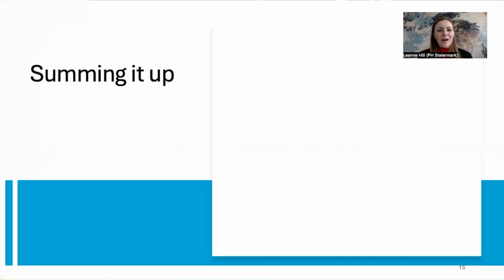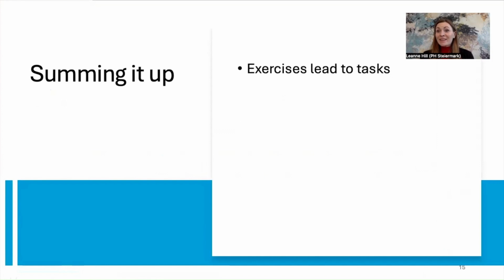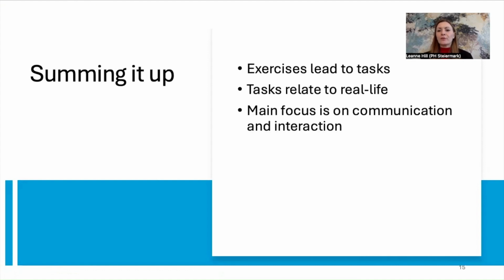So to sum up, we can use exercises to lead to tasks. So we can have tasks that relate to real life. This communicative activity, I would call it, is related to the children's likes and dislikes or their favorites. But the main focus is on communication and interaction. So we want them to be speaking to each other, talking to each other.